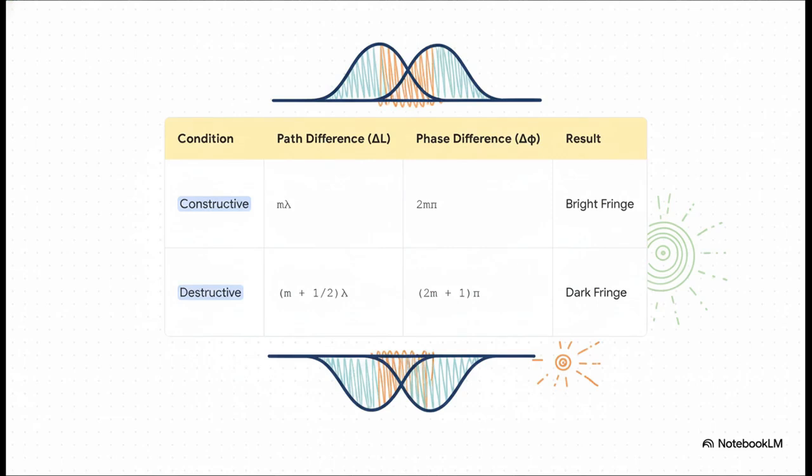For constructive interference, a bright fringe, the path difference, delta L, has to be a whole number of wavelengths, 0, 1, 2 wavelengths, and so on. For destructive interference, a dark fringe, the path difference has to be off by a half wavelength, so 0.5, 1.5, 2.5, you get the idea. Understanding these two conditions is everything.